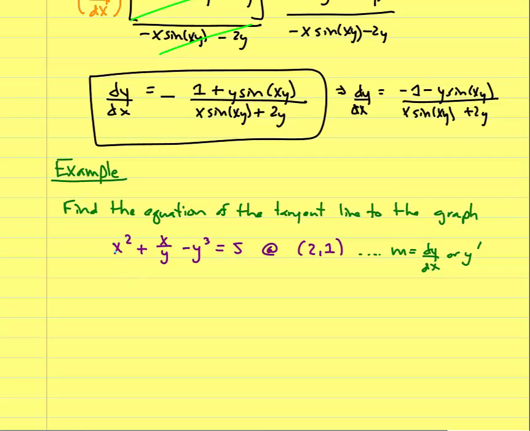So the derivative of x squared is 2x. The derivative of x with respect to x is 1. So I'm taking the derivative with respect to the variable of my concern, so I don't need to tack on that dx/dx. Plus, now I have this quotient rule.